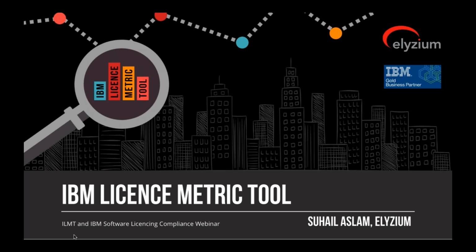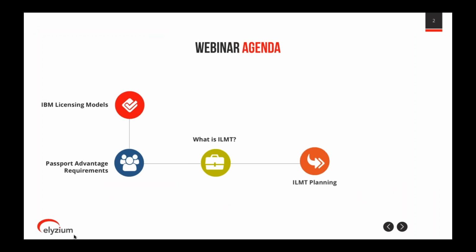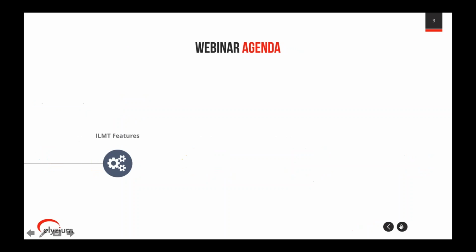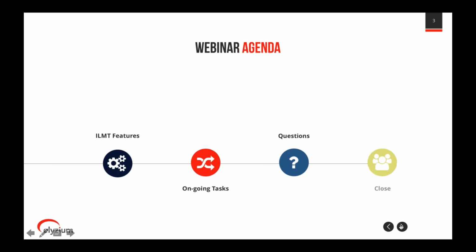arranged also. So in terms of the agenda, I'll first cover the licensing models that IBM has that require IBM License Metric Tool, the requirements that you've signed up to in your Passport Advantage agreement, what is ILMT, some of the planning aspects, the deployment of ILMT, and also some of the features, in particular some of the new features of ILMT, and also, more importantly, some of the ongoing tasks that you do have to complete even once you've got it installed and configured. And then at the end, we'll have a question and answer session.